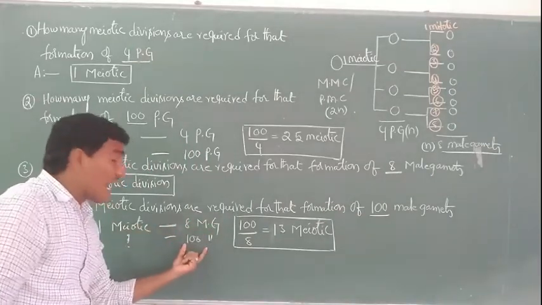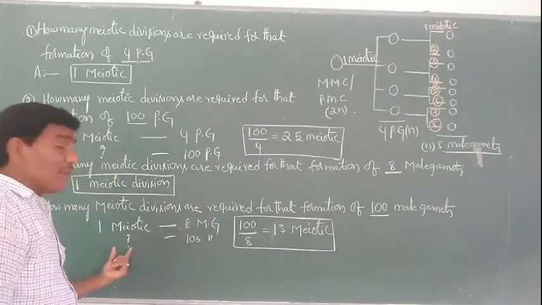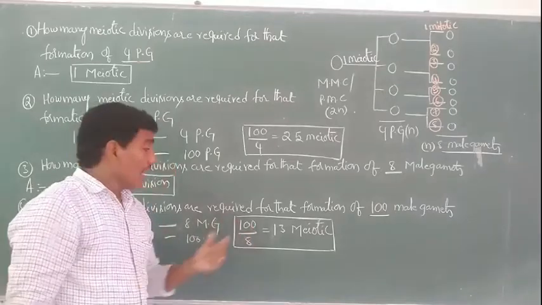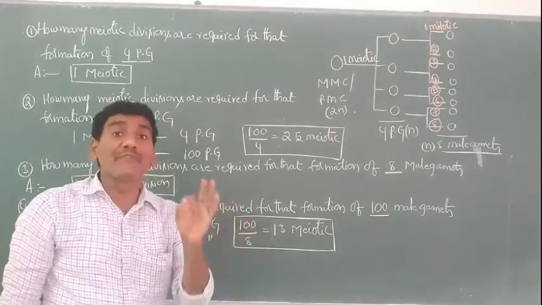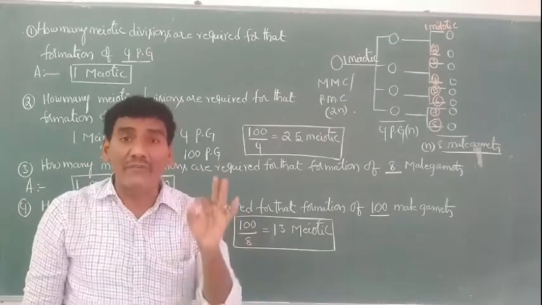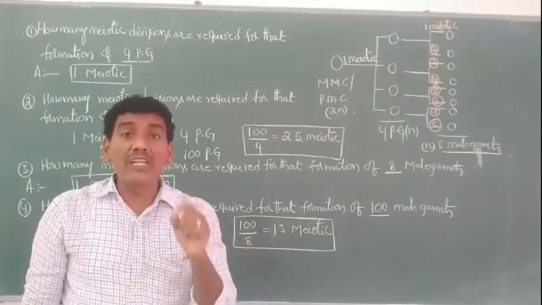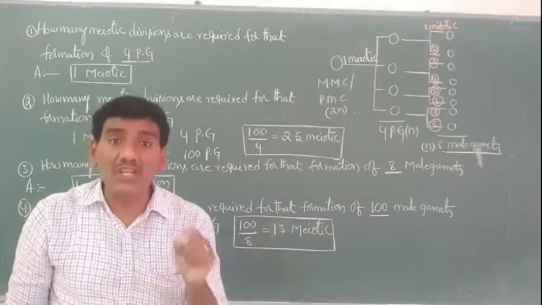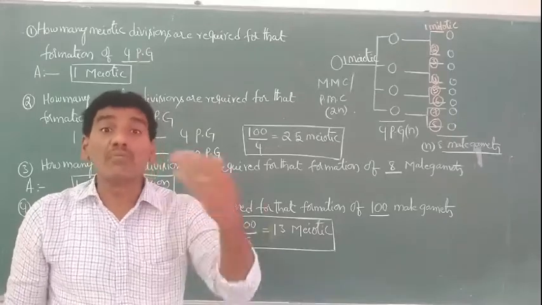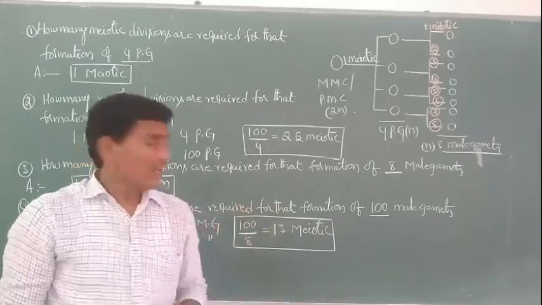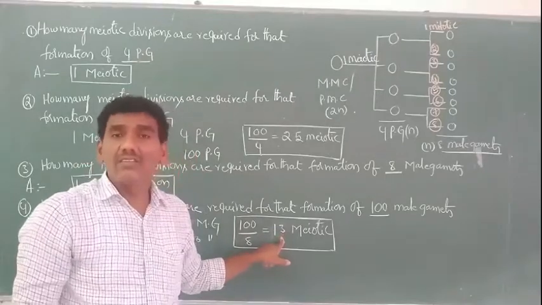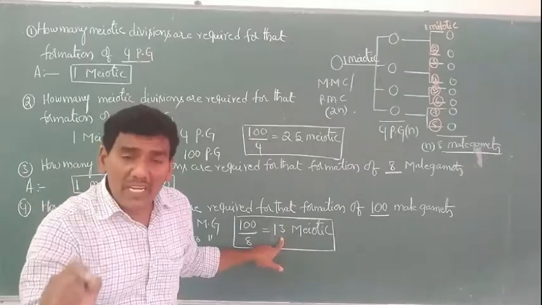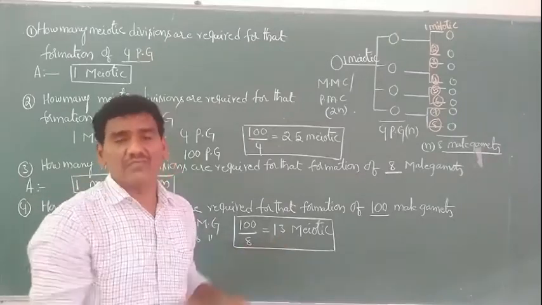For the formation of 100 male gametes, how many meiotic divisions are required? 100 by 8, approximately 12.5 meiotic divisions, but meiotic divisions are not considered as a point. Must and should take the above number, not the below number. The above number is 13. That's why 13 meiotic divisions are required for the formation of 100 male gametes.